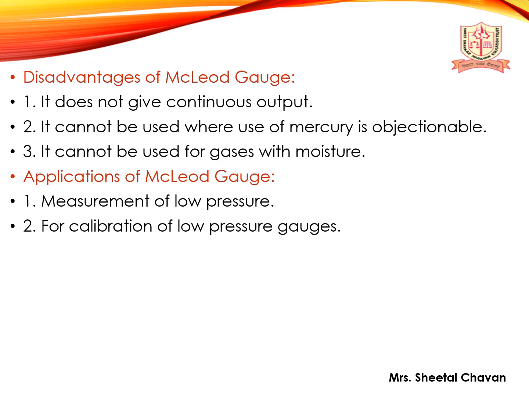Disadvantages of McLeod gauge. It does not give continuous output. It cannot be used where use of mercury is objectionable. Then it cannot be used for gases with moisture. Applications of McLeod gauge: measurement of low pressure, and calibration of low pressure gauges.